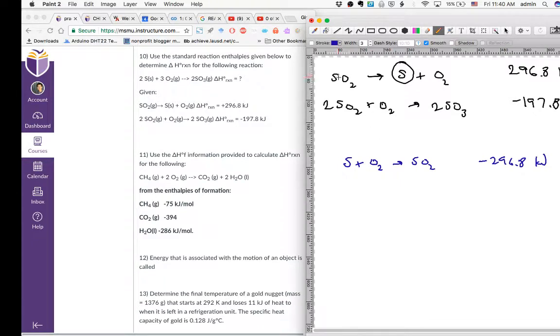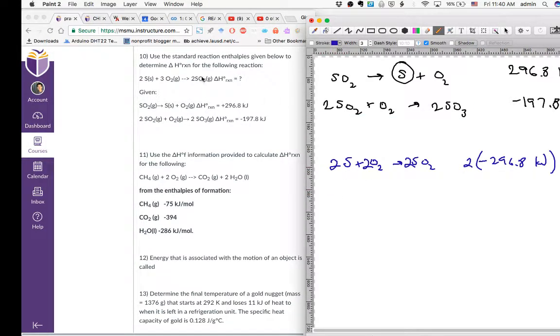Okay, I have flipped this. The sign is also flipped. But there are two S's that are necessary. I cannot get an S from any other place in these two equations. So I'm going to have to multiply this entire equation by 2. 2S, 2O2, 2SO2, and 2 times this also. All right, now I have 2 S's.